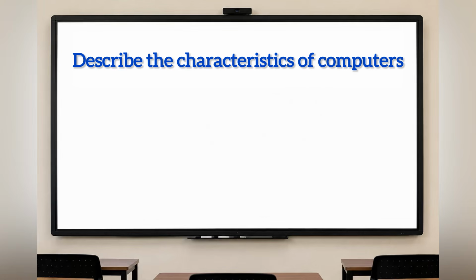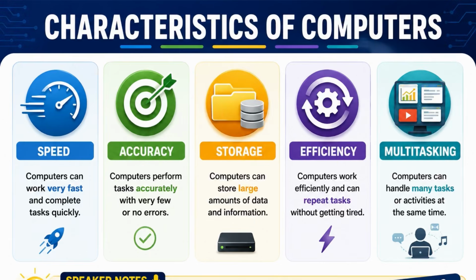Before we move on, let's take a moment to understand some of the special qualities that make computers different from other machines. First, computers work very fast. Tasks that might take a person several minutes or even hours can be completed by a computer in just a few seconds. Another important characteristic is accuracy. When given the correct instructions and data, computers can produce very accurate results.